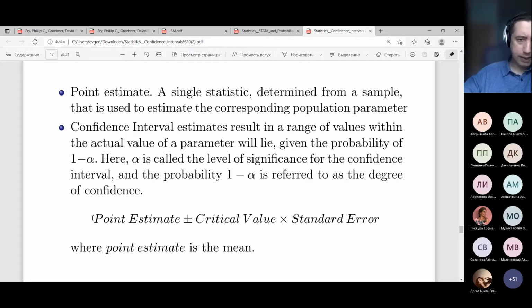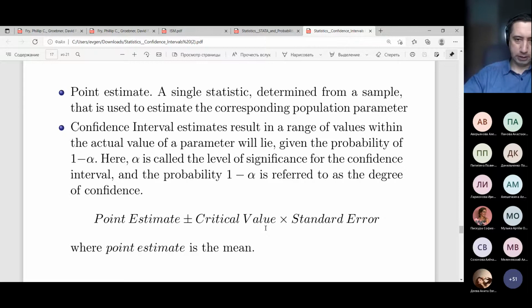How to estimate a confidence interval? To estimate a confidence interval, you have to do three things. First, you should find the point estimate. Next, you should find the critical value and the standard error of the mean. Well, the point estimate is the sample average. You know how to calculate it. Standard error, we discussed it several minutes ago. What you have to learn is how to find critical values. We find critical values using statistical tables. It could be the standard normal distribution table or the student distribution table.